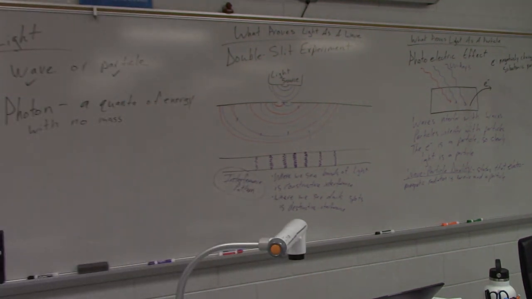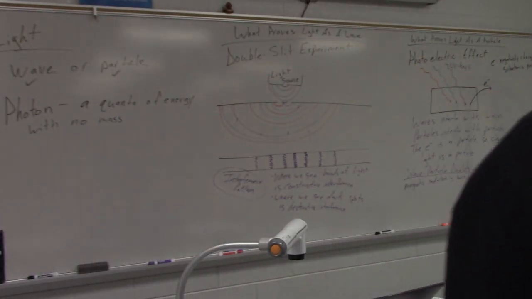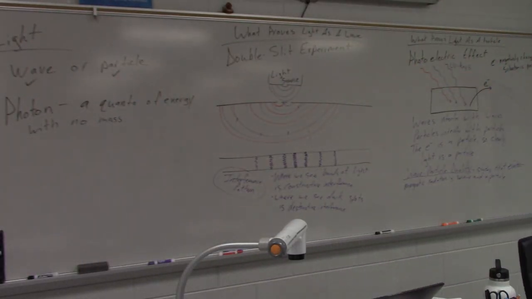So, as we keep going, red light doesn't do it. Blue light doesn't do it, but UV does, straight up. What would happen if I decided to take that piece of metal and shine x-rays on it? I guess it would still go. The electrons will pop off. Why? They have enough energy.